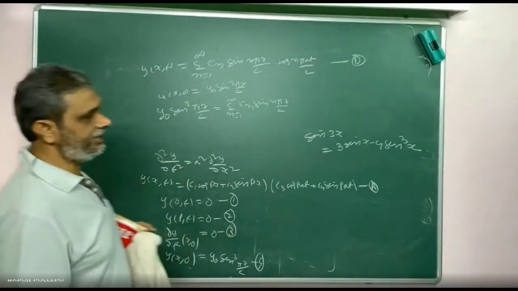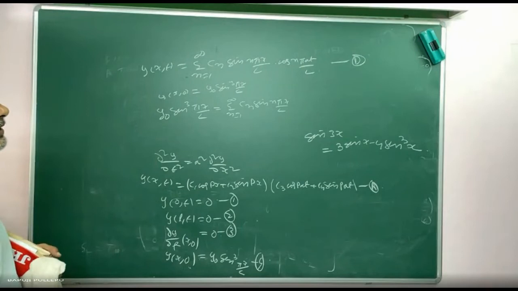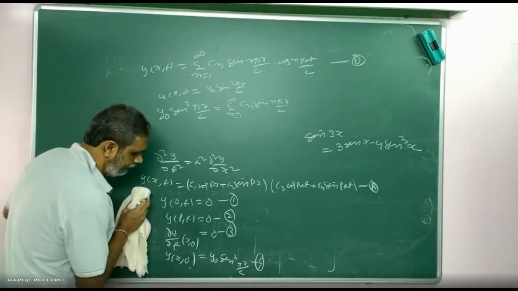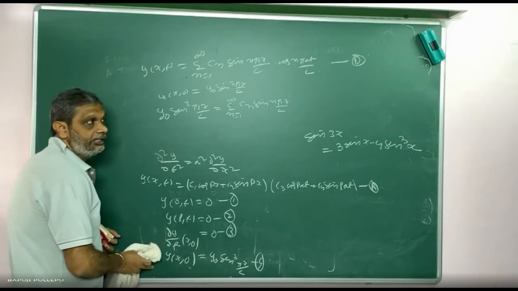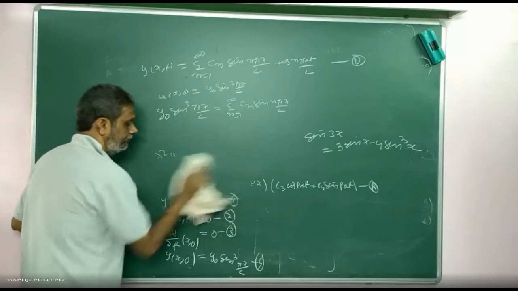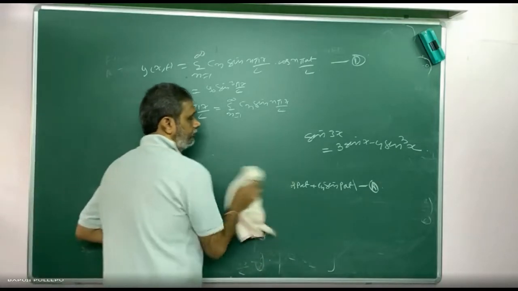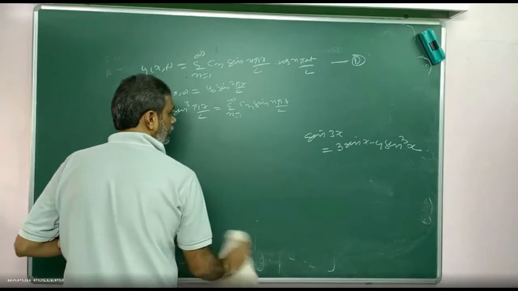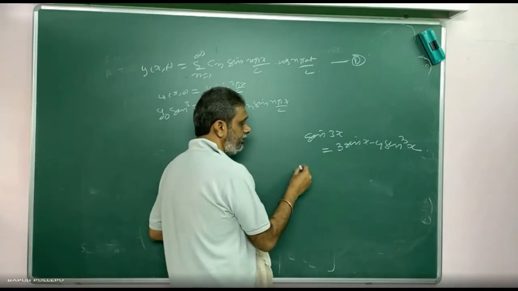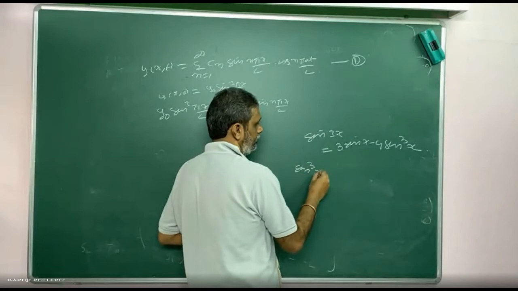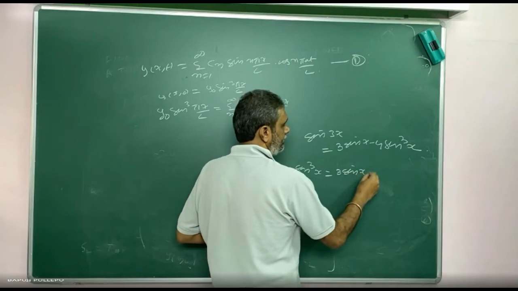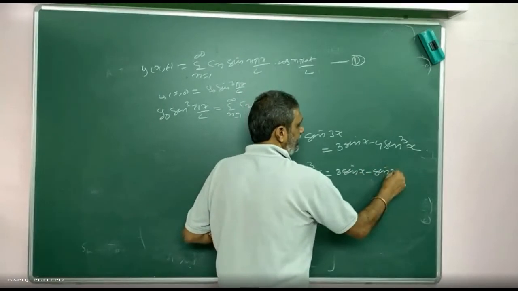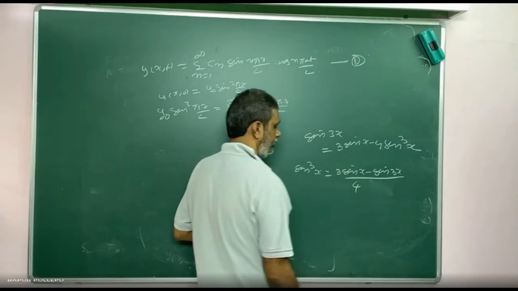Sin 3x is equal to, can I write 3 sin x minus 4 sin cube x? From this, sin cube x is equal to, tell me what it is. I am skipping two steps in between. Now, what is sin cube x? 3 sin x minus sin 3x, divided by 4. Am I correct, sir? Yes, sir.